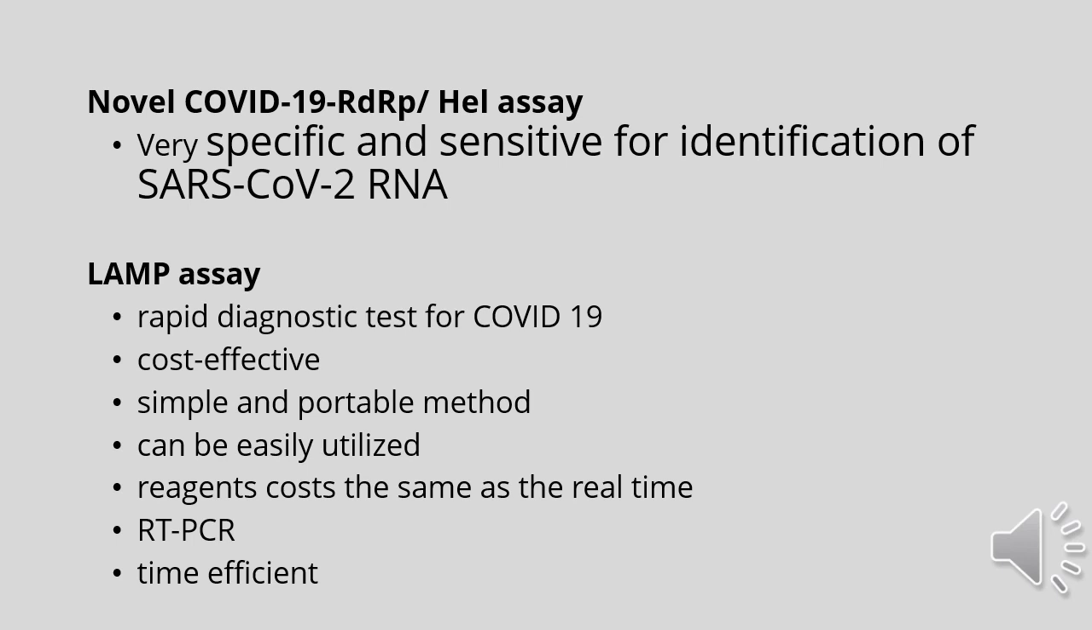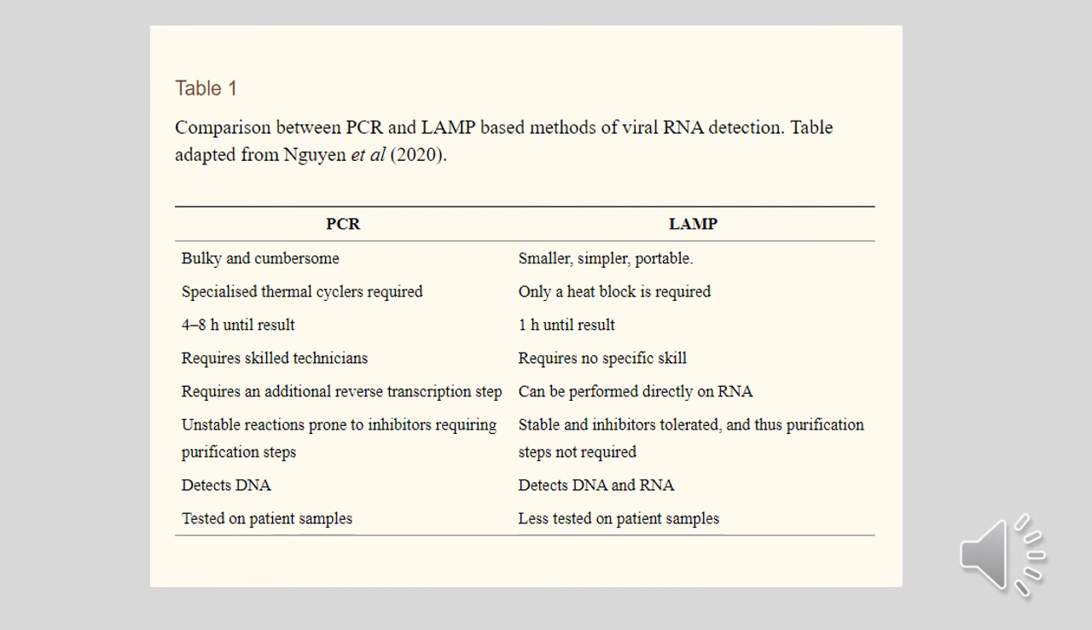And the biggest advantage of this assay is its time efficiency, because unlike RT-PCR, which takes 4 to 8 hours before the results can be released, the LAMP assay result will only take an hour to be generated. Comparison between PCR and LAMP-based methods of viral RNA detection by Nguyen et al., as cited by Kashir and Yaqinuddin, is shown in this table.